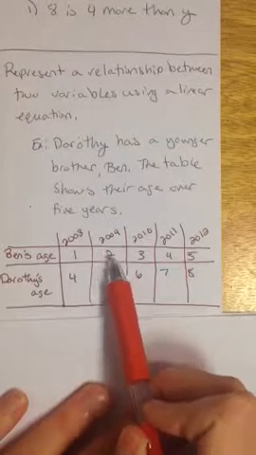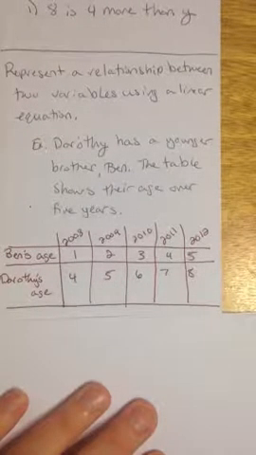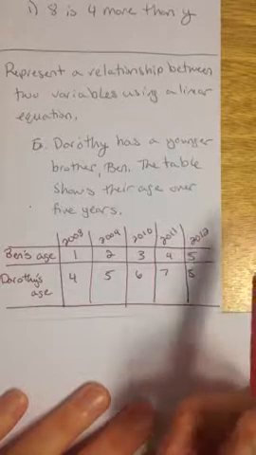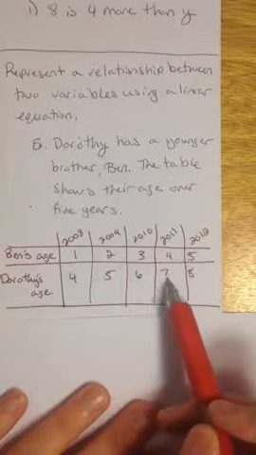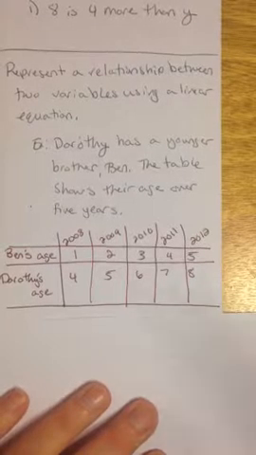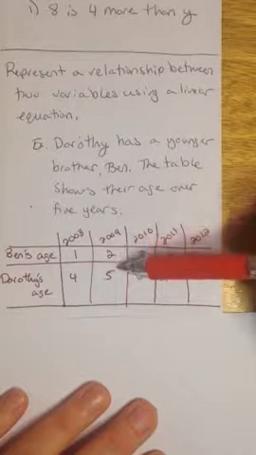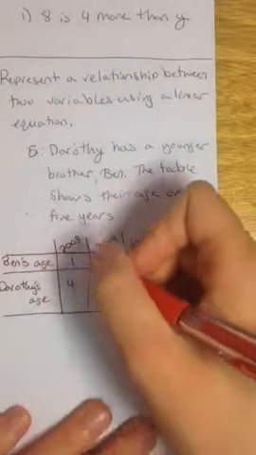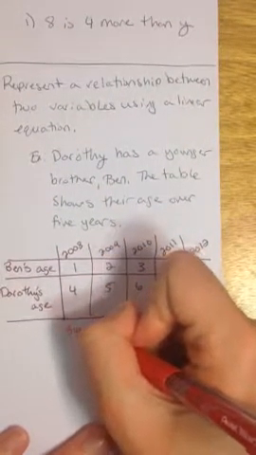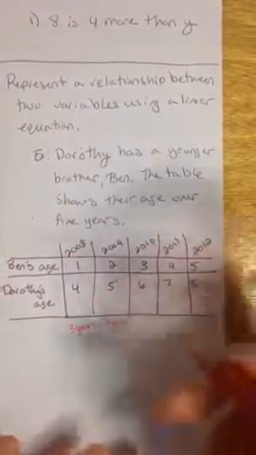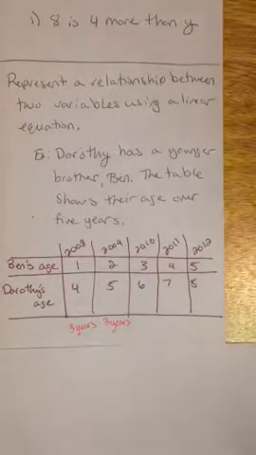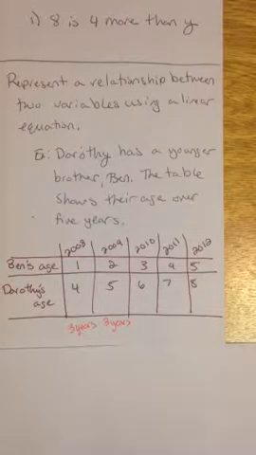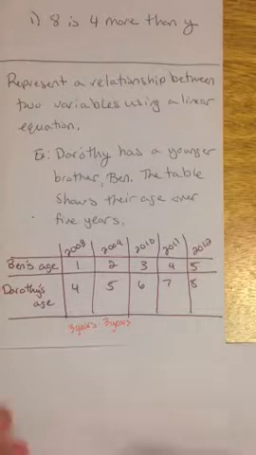So Ben is 1, 2, 3, 4, 5, which makes sense. It should be in order because it's consecutive years. And then 4, 5, 6, 7, 8. So what is the age difference between Ben and Dorothy? Notice each time it's plus 3, right? They're 3 years difference, and then 3 years difference, which makes sense because siblings are obviously going to stay the same age apart. So I wanted to write an equation that shows Ben's age in comparison to Dorothy's age.